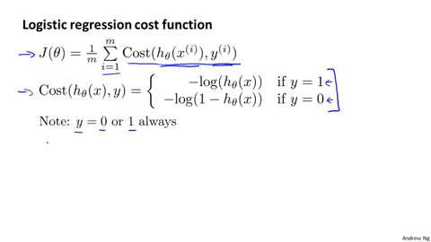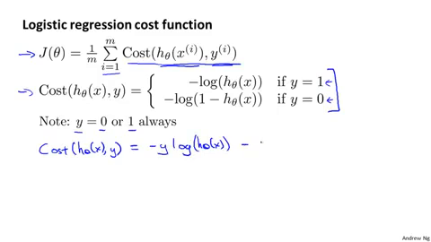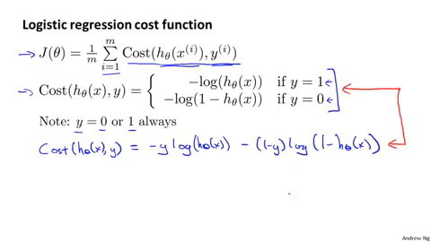Concretely, we can write out the cost function as follows. Cost of h(x) comma y, I'm going to write as minus y times log h(x), minus (1 minus y) times log(1 minus h(x)). And I'll show you in a second that this equation is an equivalent, more compact way of writing out this definition of the cost function that we had up here. Let's see why that's the case.